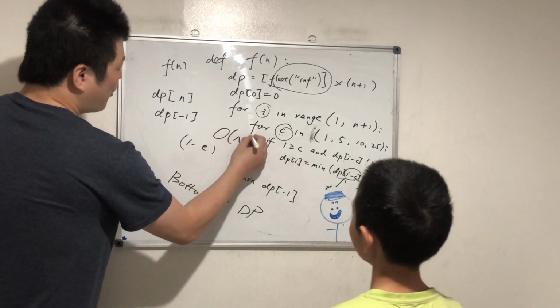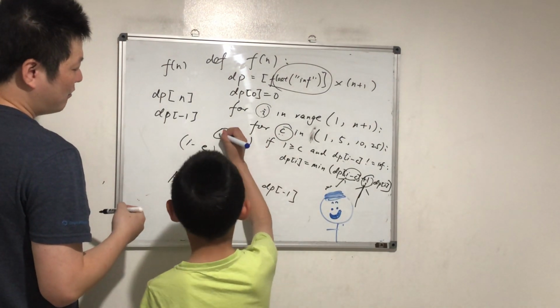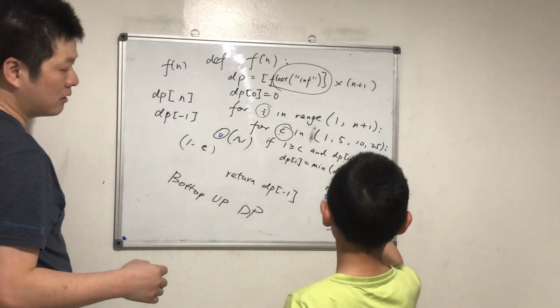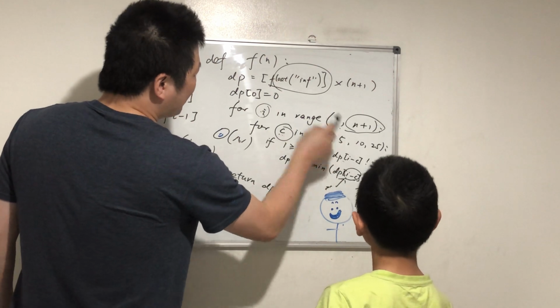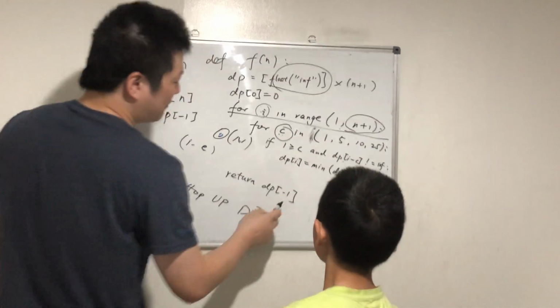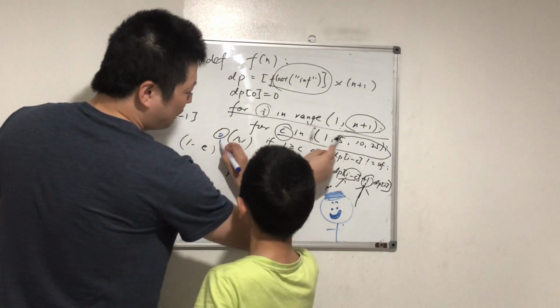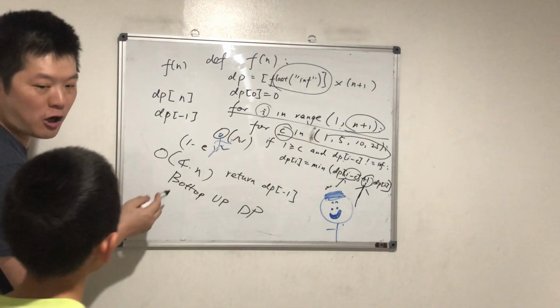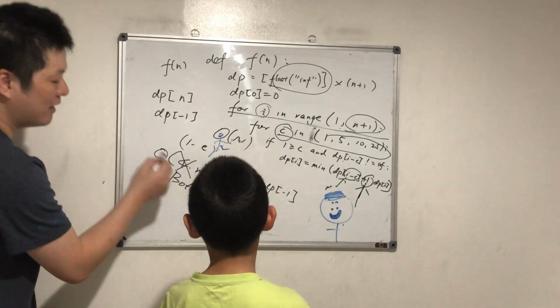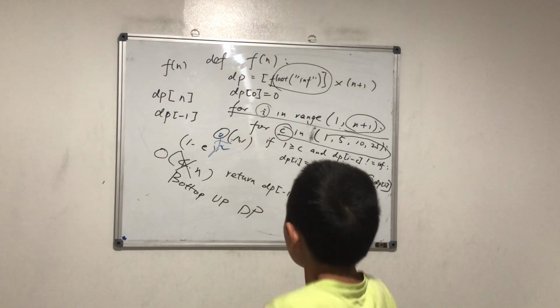O(n). Why is it O(n)? Because we're using the I. Dynamic programming. Because look, this is n, we are iterating n times. But this one, we only iterate 4 times. So it's actually O(4 times n), but we drop the constant. What's the space complexity? O(n).